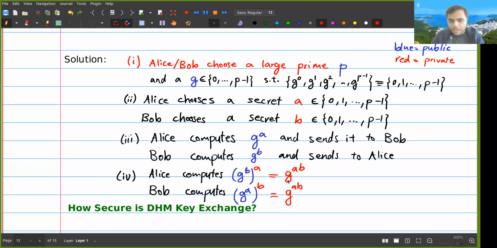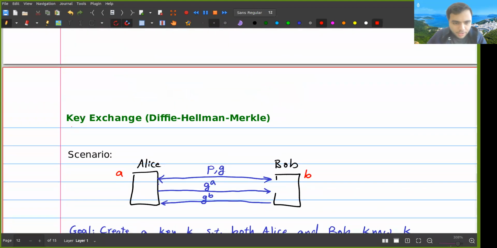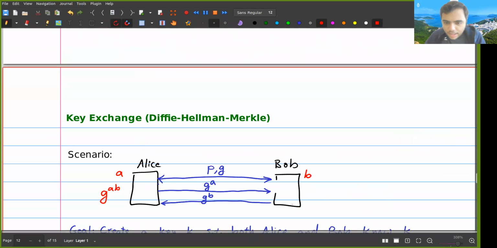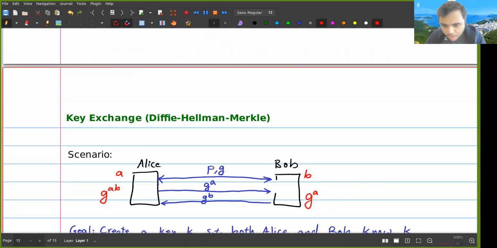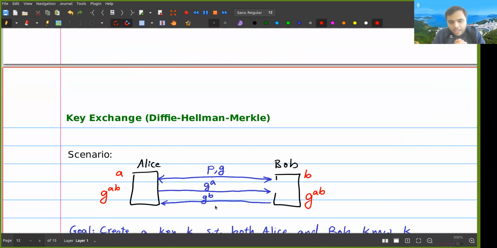Okay? So in this way, what we see here is that Alice now knows G to the AB, and Bob also knows G to the AB. But no one who saw the communication can figure that out, because if they just know G to the A and they don't know B, they can't compute G to the AB. And also if they just know G to the B and they don't know A, they can't raise it to the power of A and compute G to the AB.